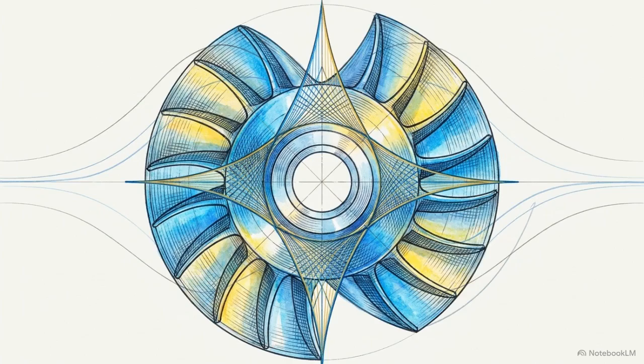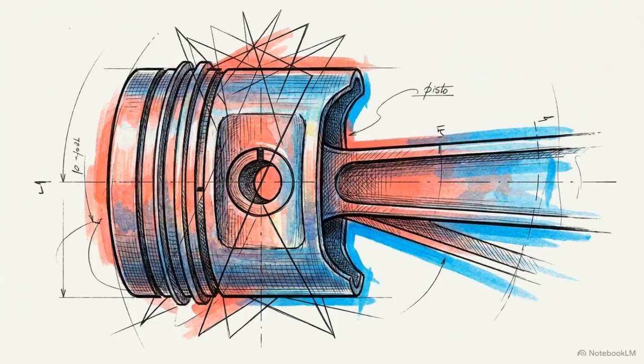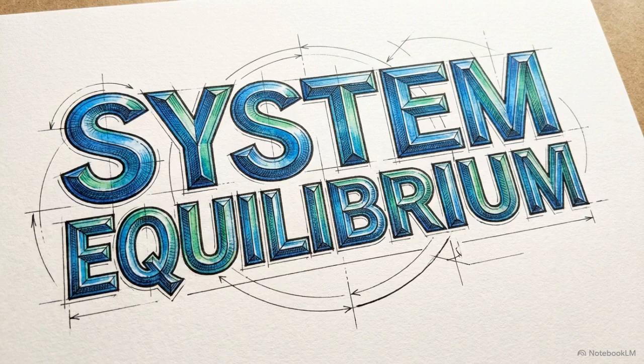We will explore how engineers use vector mathematics to achieve exact equilibrium in purely rotating systems, and why that exact same math fails completely when applied to reciprocating engines. Balancing a machine is an exercise in neutralizing hostile geometry.